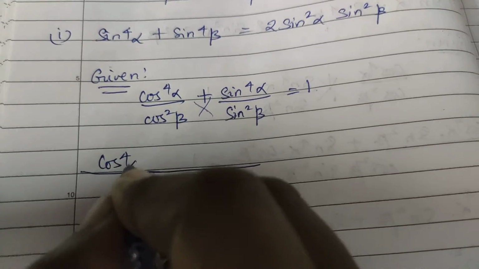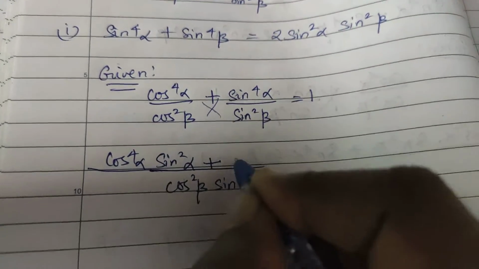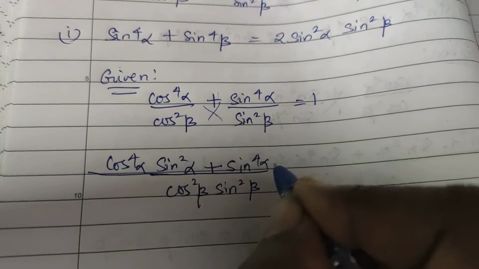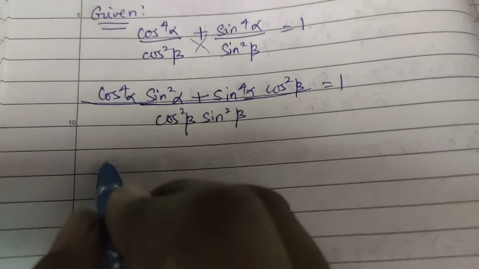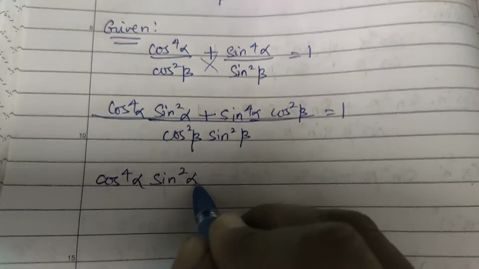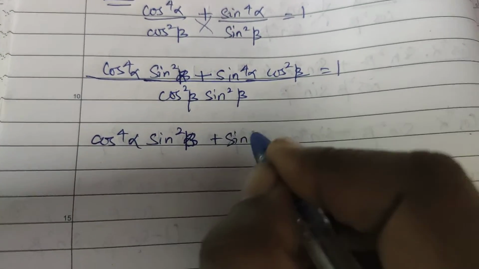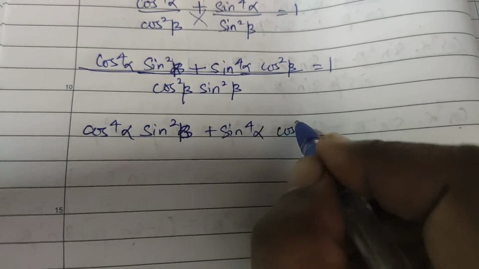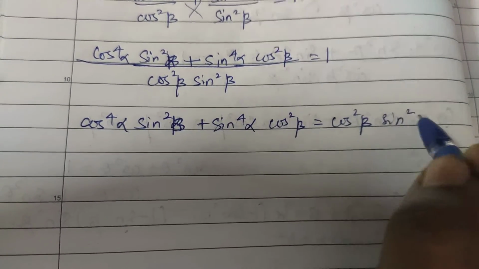So cos power 4 alpha into sin squared beta plus sin power 4 alpha into cos squared beta equal to 1. Denominator goes to the right hand side. Cos to the power 4 alpha sin squared beta plus sin to the power 4 alpha cos squared beta is equal to 1 into cos squared beta into sin squared beta.